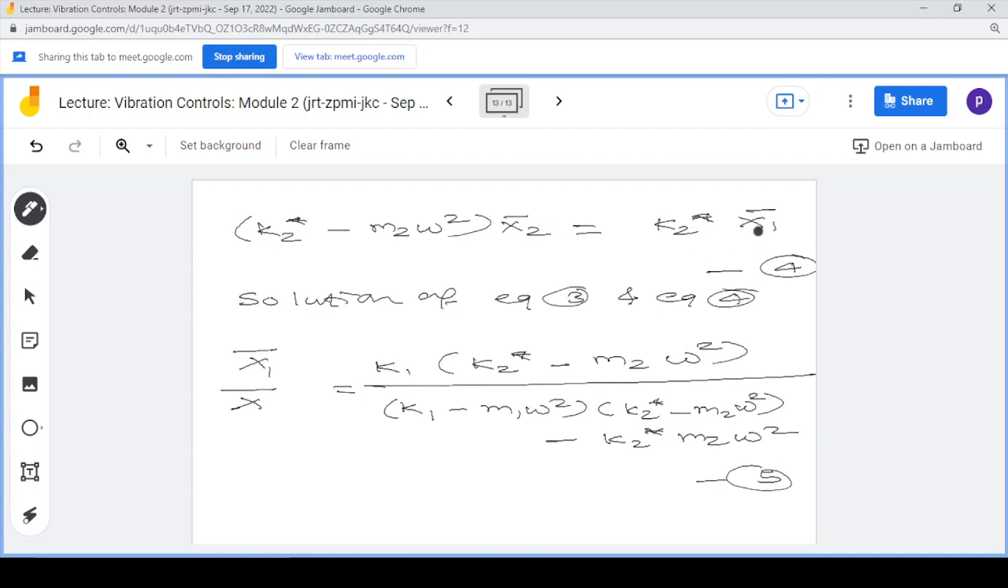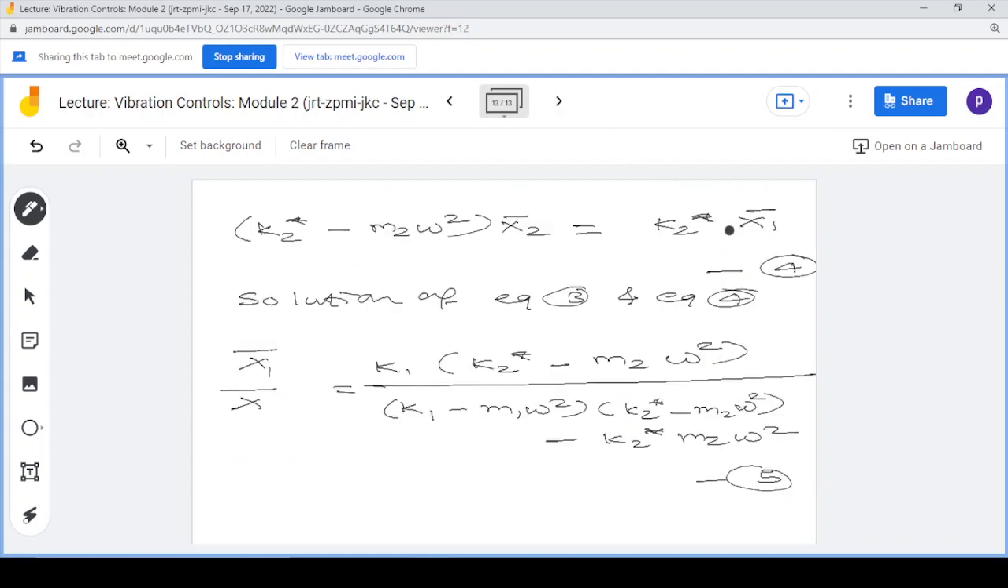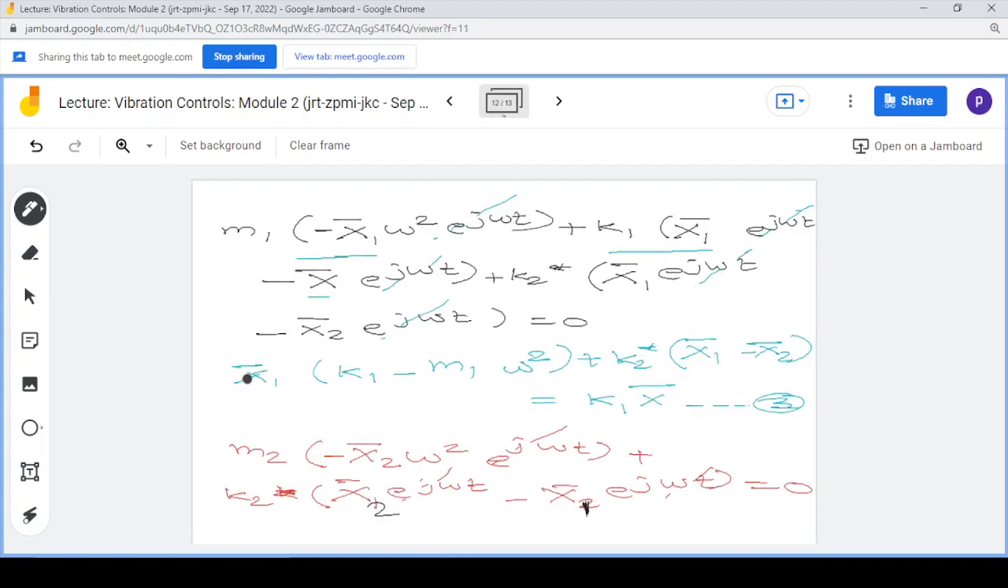Or we can obtain the x1 in the form of x2, that is k2 star by k2 star minus m2 omega square into x2 bar divided by k2. This value we can substitute in this expression, right? So x1 will get replaced by this term involving this, correct? And then we can obtain this x2 here.